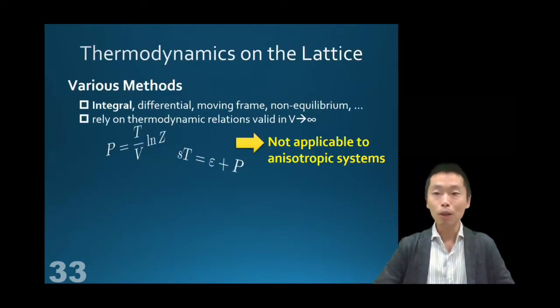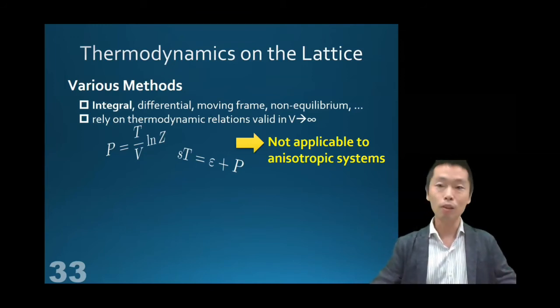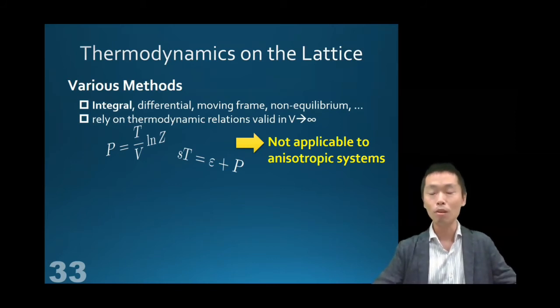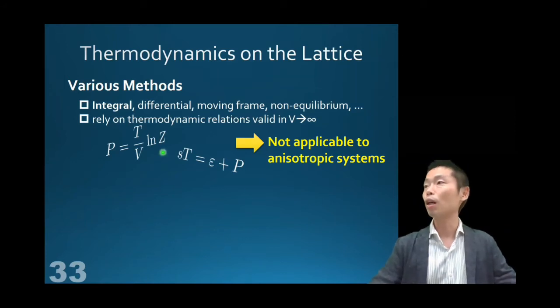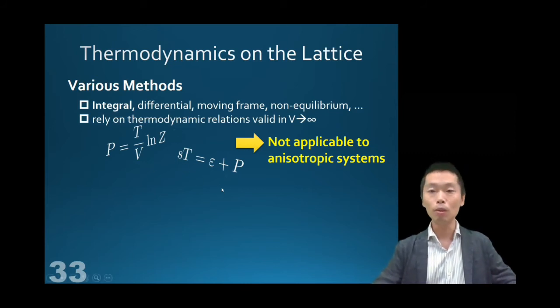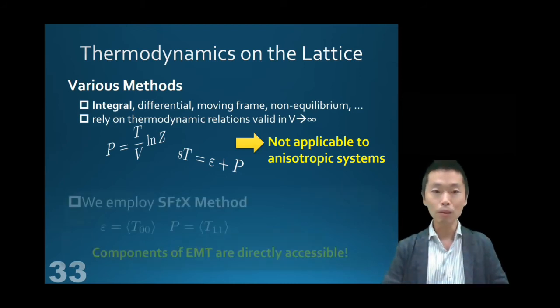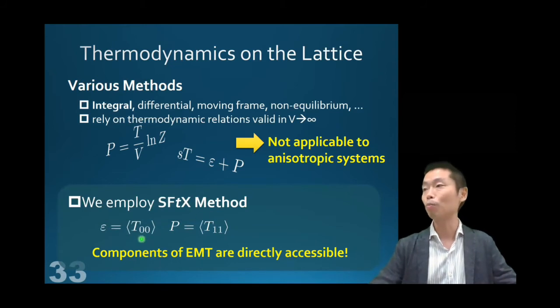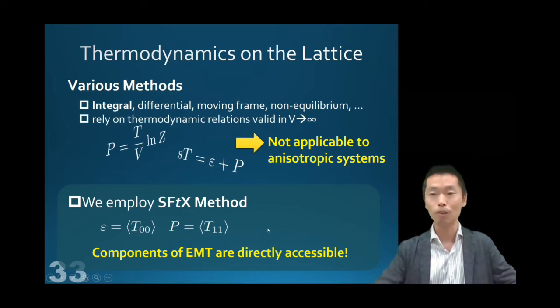As a final word of this part, I comment that in the conventional method to measure the thermodynamics, this analysis cannot be performed, because the conventional integral and differential methods rely on thermodynamic relations like this one or this one, which are valid only in the thermodynamic limit. So these methods cannot be applicable to the finite size system. But in the SFtX method, we can perform this analysis because the thermodynamic quantities are obtained by just taking the expectation values of individual components of EMT. This is the reason why I did this analysis. So anyway, the SFtX or gradient flow method is very convenient.